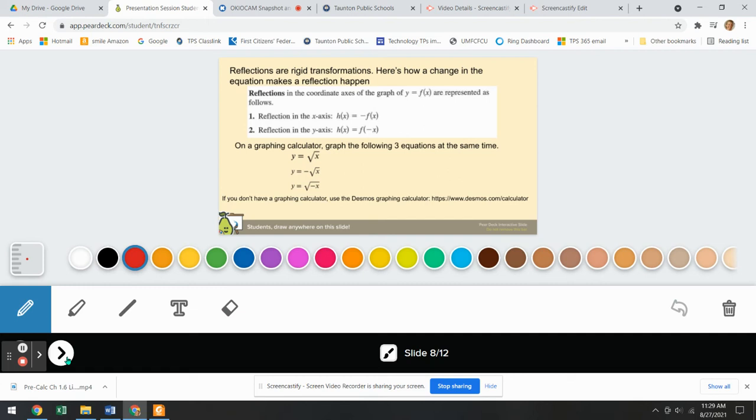So again, if you want to see this on your graphing calculator, type those three equations in, hit graph, and you'll see exactly what's happening there. One will flip over the x, one will flip over the y, and you'll see the parent function right at the top.